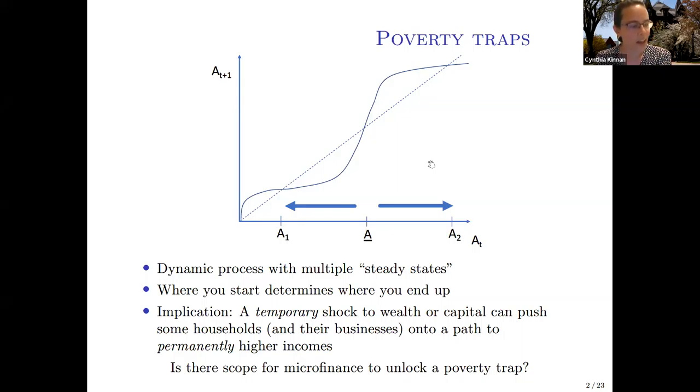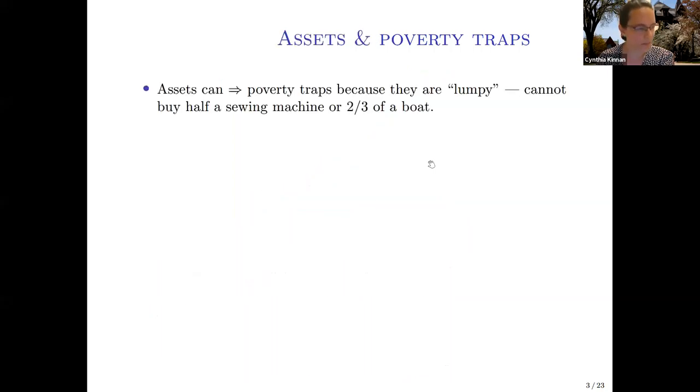What I want to talk about today is whether there is scope for microfinance to unlock a poverty trap. This discussion is made easier by following the discussion that Maitreesh just gave. Why might we think there's a key interrelation between assets and poverty traps? As Maitreesh mentioned, assets are lumpy. You can't buy half a sewing machine. You can't buy two-thirds of a boat. You can't buy three-quarters of a market stall. To be functional and operational, you either own them in their entirety or not at all.